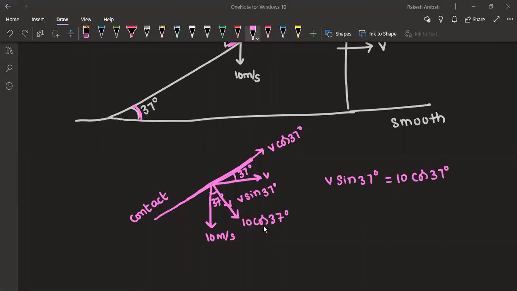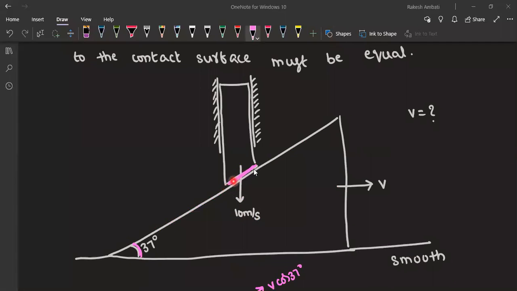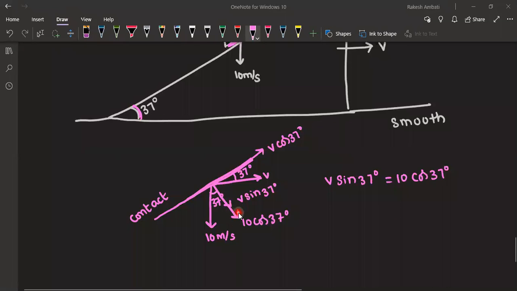So what did you get? First of all, identify the contact surface. To this contact surface, draw the normal. In this normal, equate the velocities and accelerations. That's it. In this normal direction, what velocities are present? We have to equate them.